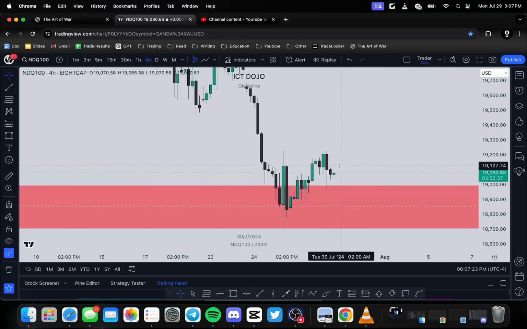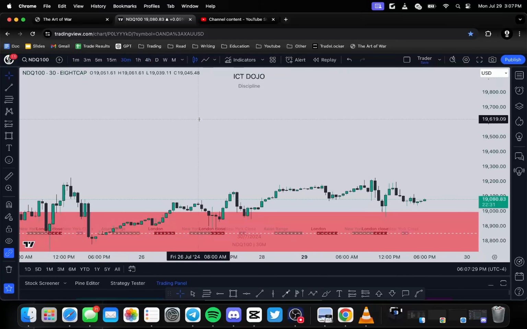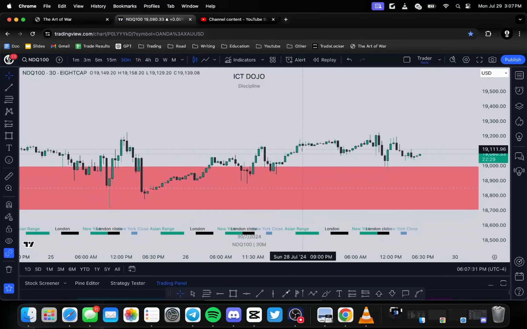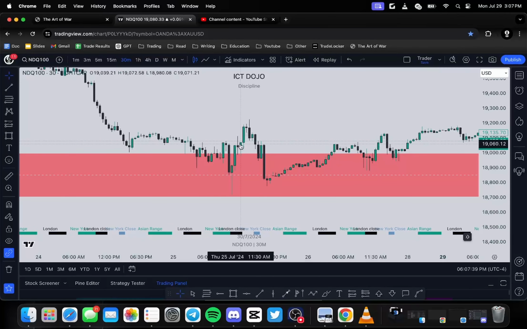Remember to only trade NASDAQ during New York session, because during Asia session it typically only consolidates. Like if we hop into the Asia session, there's no volatility in Asia. There's no volatility in Asia here. But it's amazing for New York.